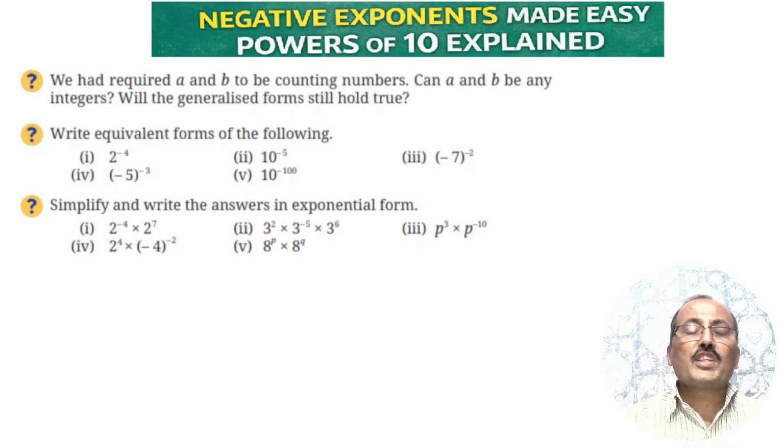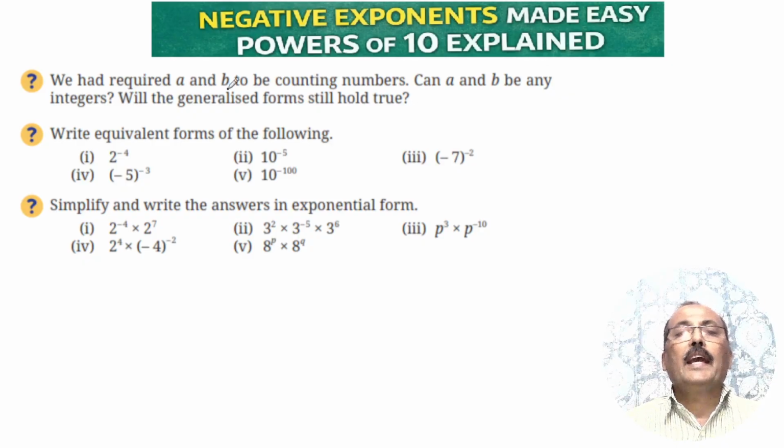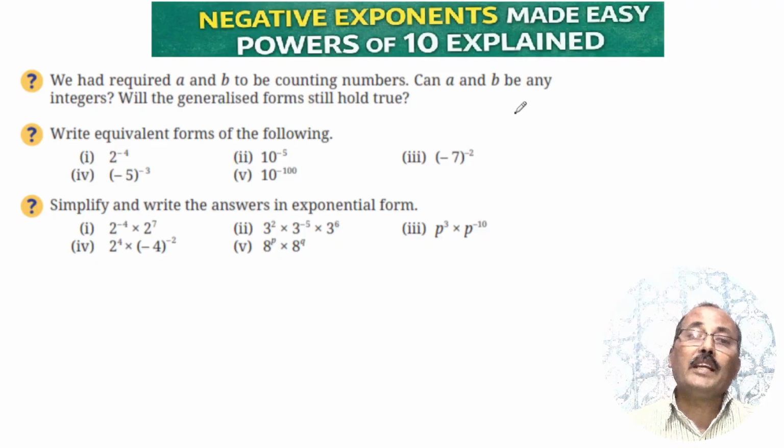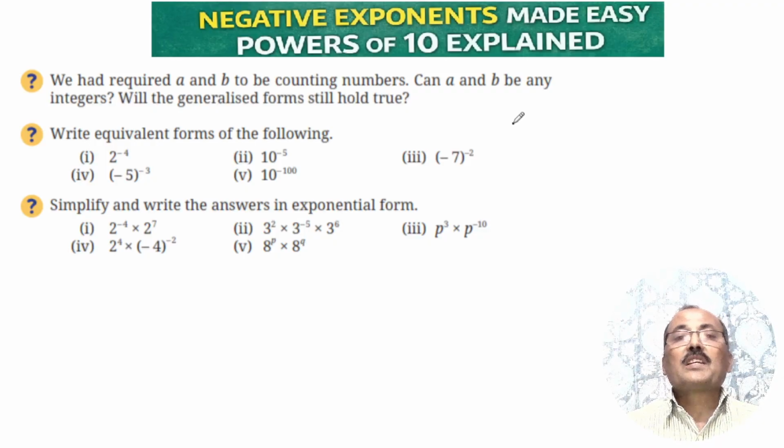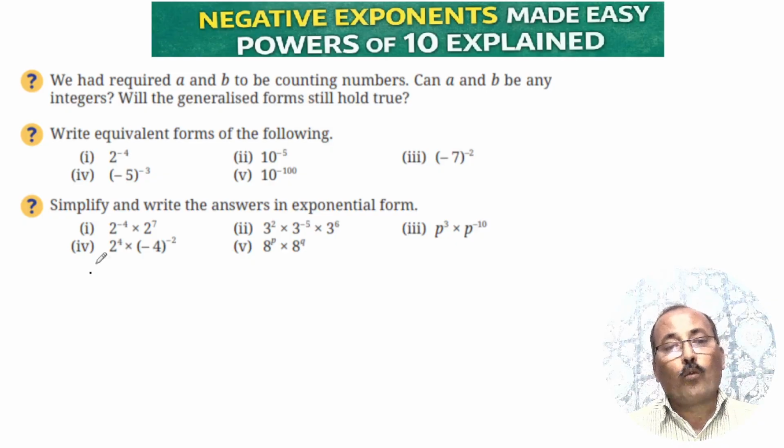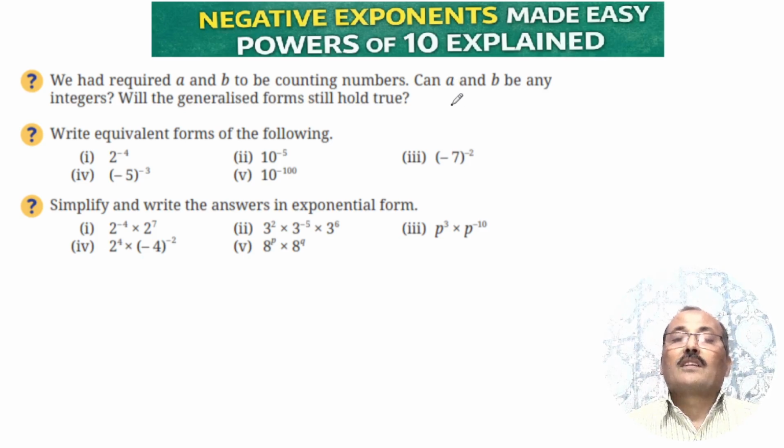Here there are 3 questions from your textbook. We had required a and b to be counting numbers. We had 2 counting numbers. Can a and b be any integers? Will the generalized form still hold true? For which one? For that law. Just now we have seen a power minus m equals 1 by a power m, and the previous laws like a power m into a power n. Whatever the law, it is possible if both are not 0.